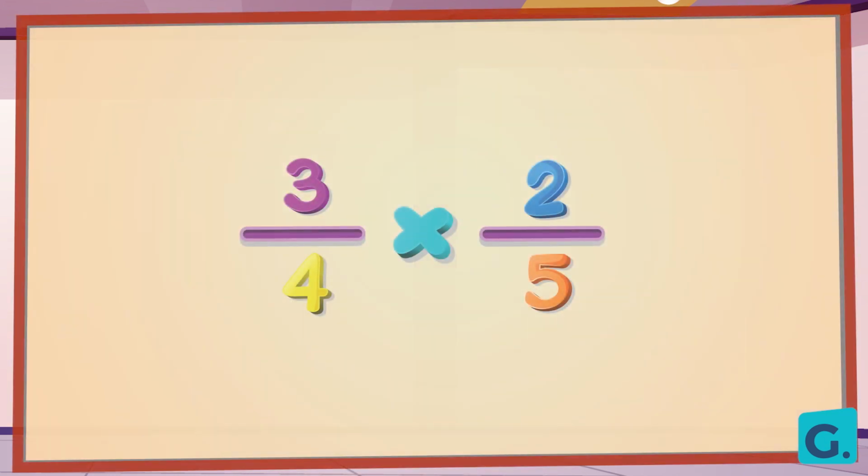Now let us go back to the question. 3 over 4 multiplied by 2 over 5. This question is actually very simple. All we have to do, like I said, step 1, multiply the numerators. Step 2, multiply the denominators together, and then simplify the fraction if there is a need.